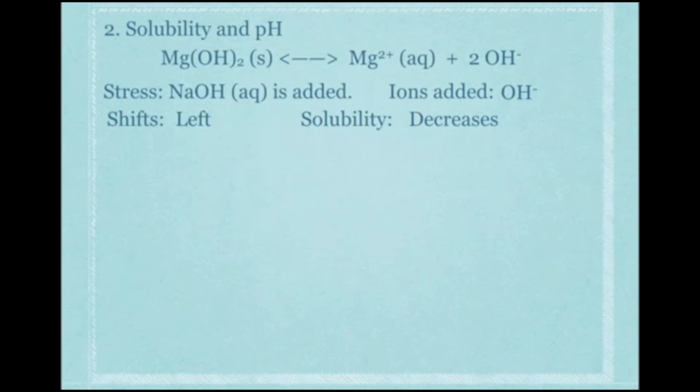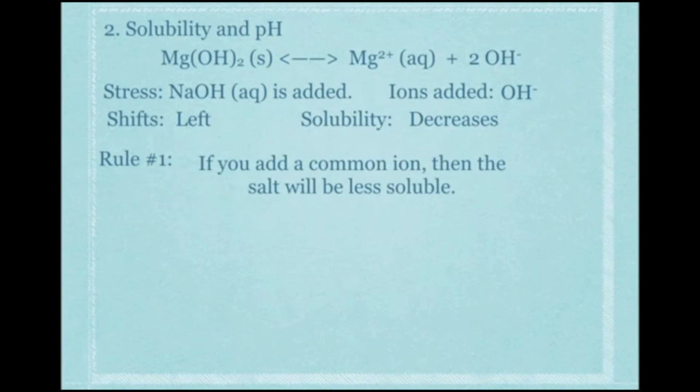This seems like I just repeated myself from the previous section. However, what I'm talking about is pH. So in this case, I increased the pH by adding sodium hydroxide, which then caused a shift to the left, which caused my solubility to decrease. Sodium hydroxide was added, so since that's a common ion, that means that the salt's going to be less soluble.